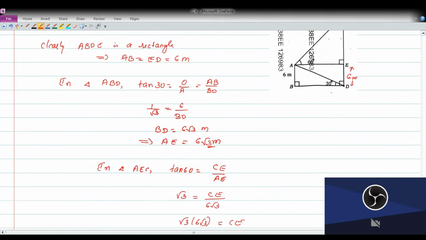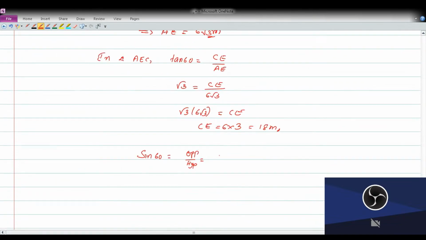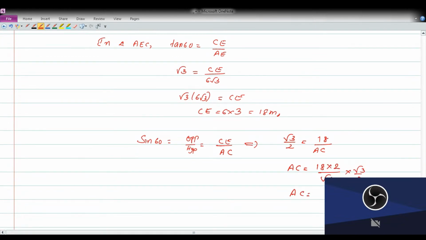First I am going to find out the AC. To get the AC I need the hypotenuse side, so I am going to consider sin 60. Sin 60 is equal to opposite by hypotenuse. Which is the opposite side here? CE. And the hypotenuse side is AC. So sin 60 is root 3 by 2, equal to CE which is 18, over AC. On cross multiplication, AC is equal to 18 into 2 divided by root 3, and rationalize it, root 3 by root 3. So AC is equal to 36 root 3 divided by 3. So it becomes 12 root 3 meter.